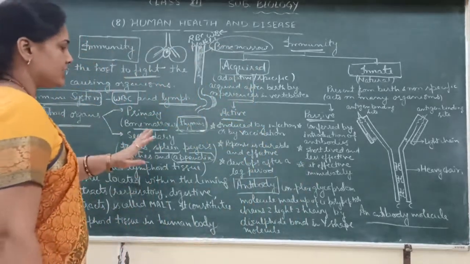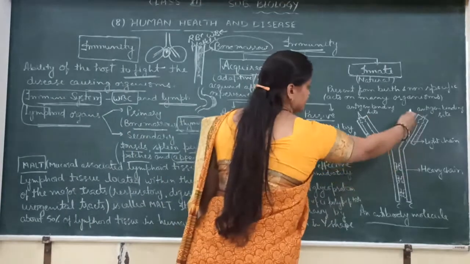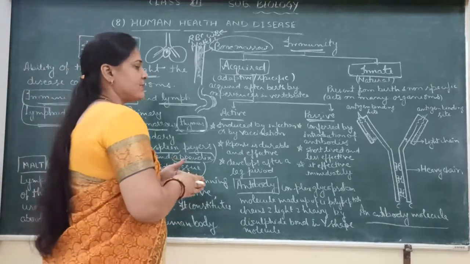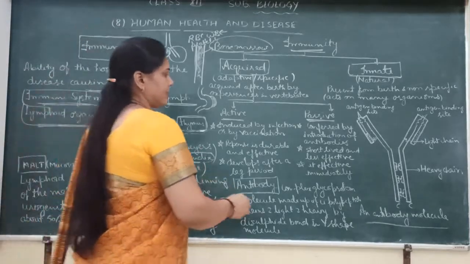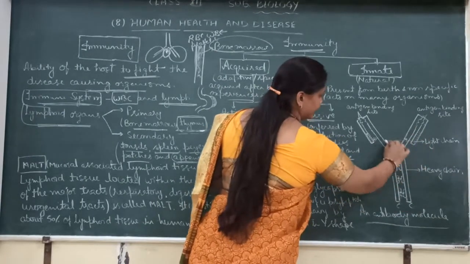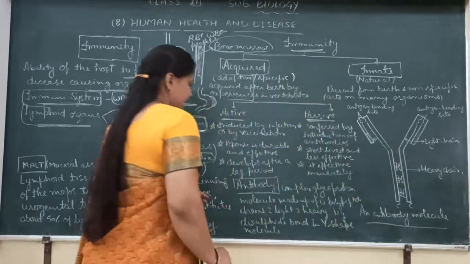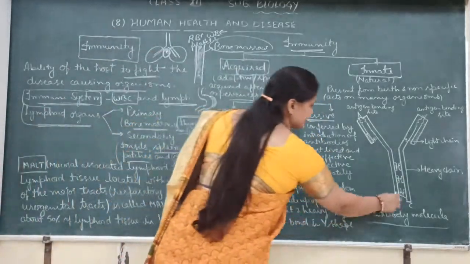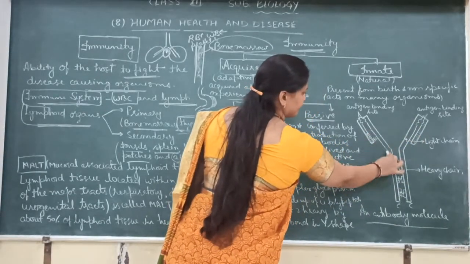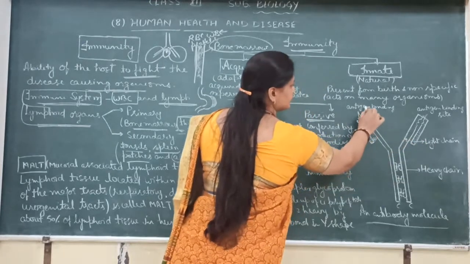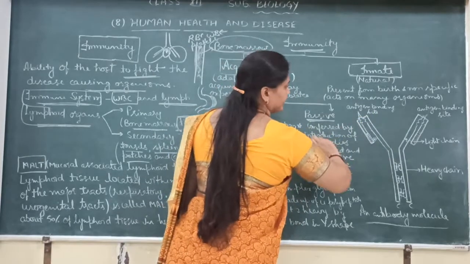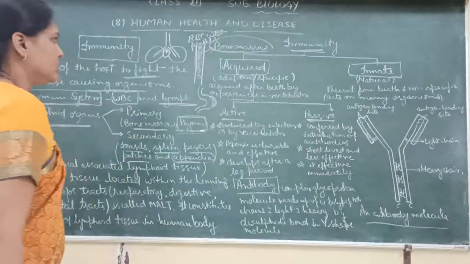Now we come to the antibody. This is the structure of an antibody, a Y-shaped structure, and it is a complex glycoprotein molecule. It is made up of polypeptide chains. Here you can see the polypeptide chains, four polypeptide chains, two light and two heavy chains. Both the chains are connected by disulfide bonds. These are the disulfide bonds which connect the light chain with the heavy chain. And this is the antigen binding site, where the antigen is recognized and bound. So this is about the immune system.